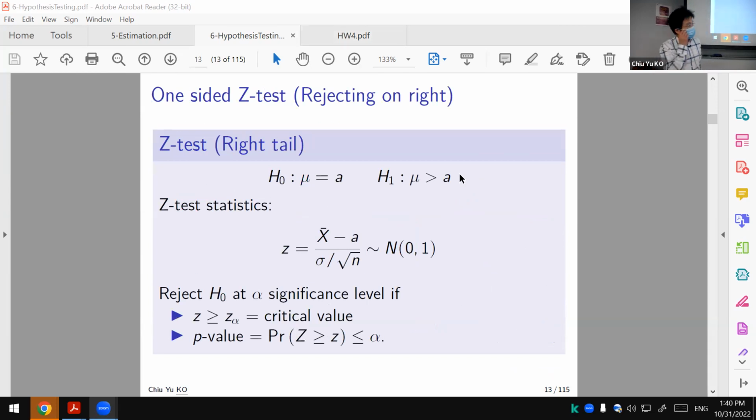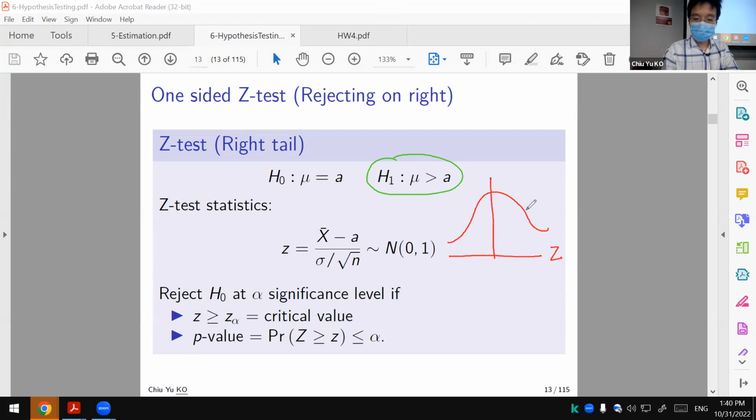So we will be looking at 3 different types of H1. Focus on the case where it is more than. So that's what I said, you have Z here. You will try to see if this is x bar minus A over sigma root n, right? There are 2 ways to do this. One is to look at this area, because we are just on the right-hand side. So this is the area.